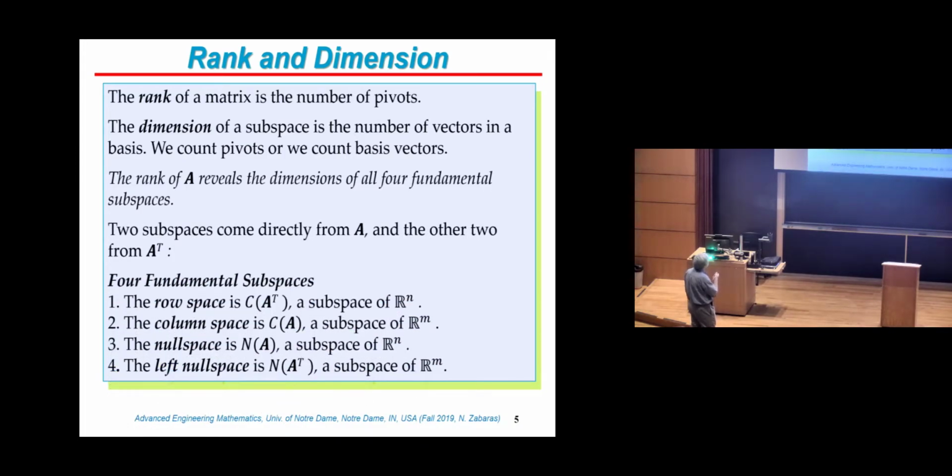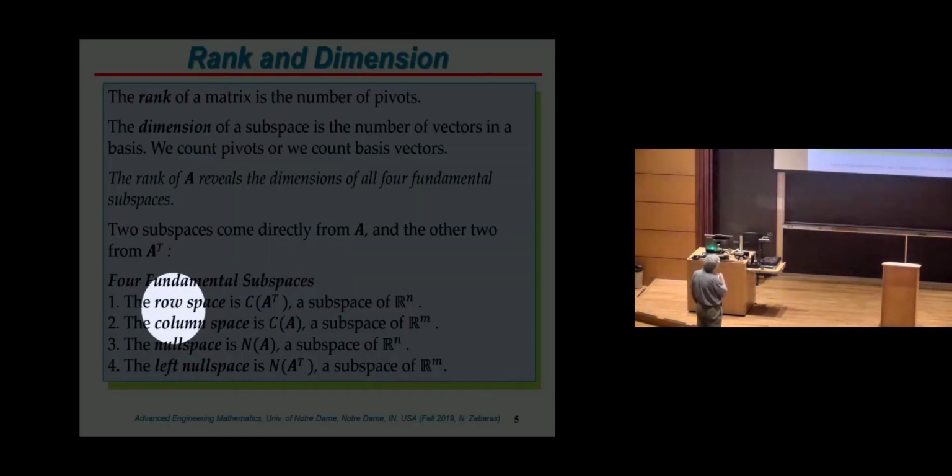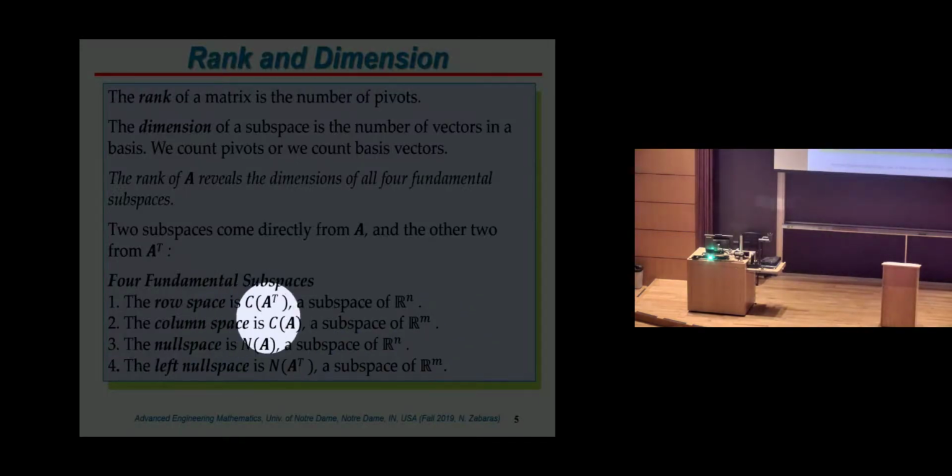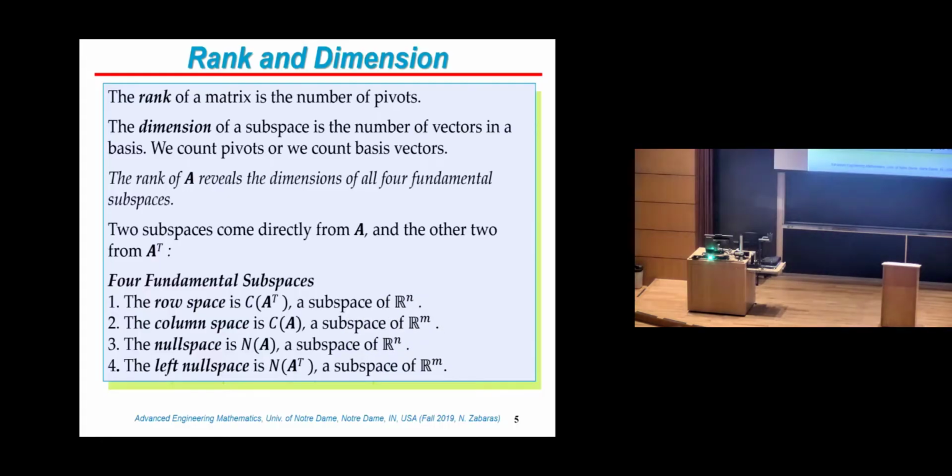So we have 4 fundamental spaces. I'm going to start with the easy ones. The column space we denote as C of A, and it is a subspace of Rm. If you think of a matrix m by n, the column space is the space you generate by taking linear combinations of the columns. And obviously the columns are in Rm, so C of A is a subspace of Rm.